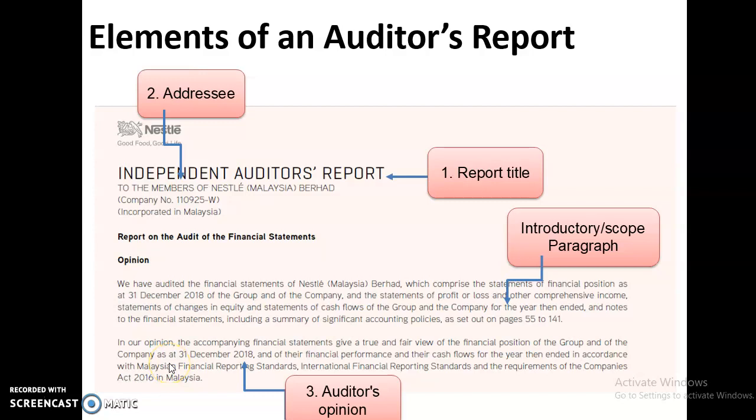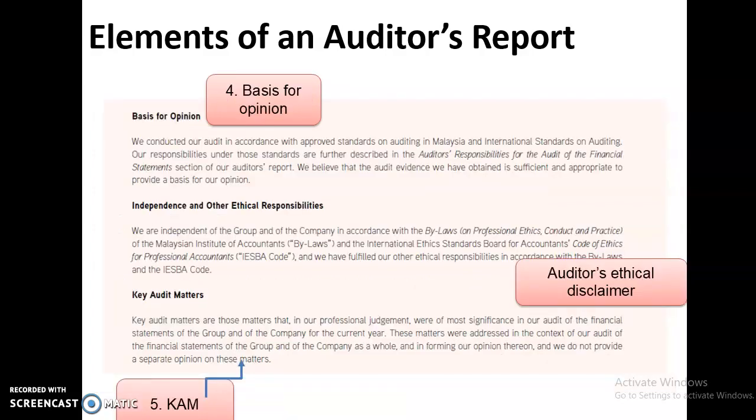And then in the second paragraph, we can see that this is where the auditors will express their opinion. Here it says that in our opinion, the accompanying financial statement give true and fair view of the financial position of the group and the company as at 31st December 2018. So for this case, Nestle Berhad has a financial year end as at 31st December. So it depends on the financial year end of the company.